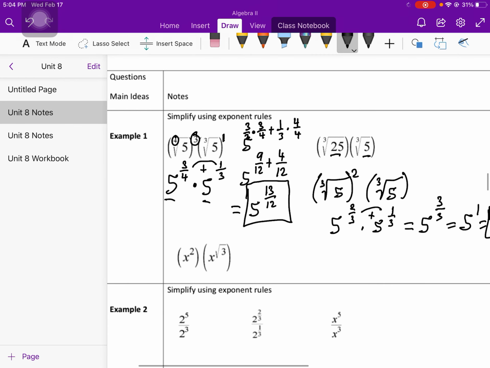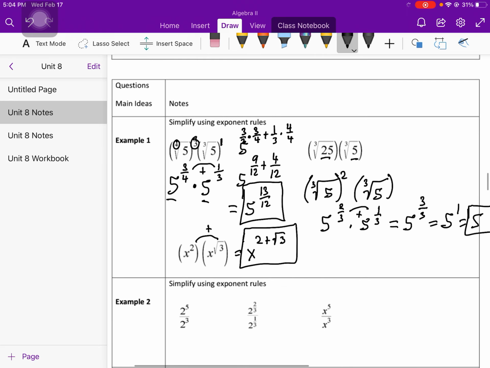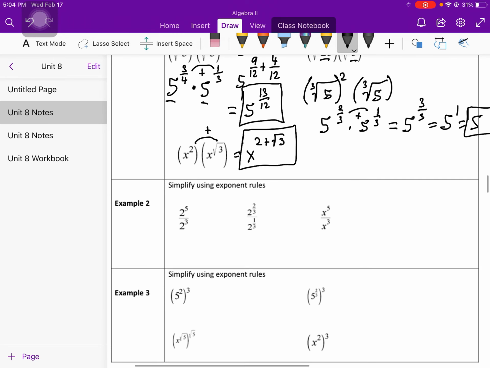All right, this next one's a little tricky because we have the same base. It's already written with the exponents. The trick is, to add these two, you can't. You can't add a radical with a whole number. So our answer is actually just to put the 2 plus the square root of 3. I know it's kind of weird, but that's what you've got to do for that one.